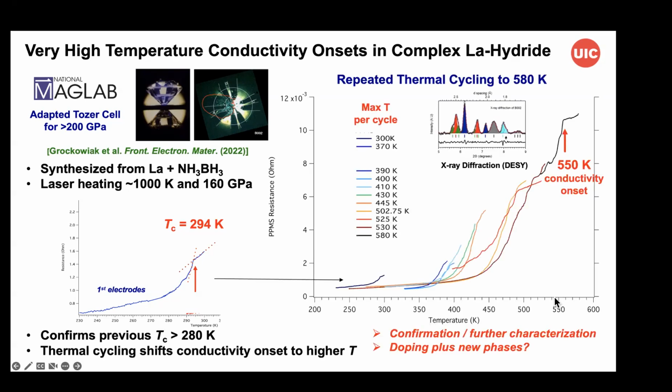And as you probably heard, when this was cycled repeatedly thermally, increasing thermal cycling, cooling, and warming, this onset shifted to much higher values. So evidence for a conductivity onset above 500 Kelvin. Whether this is superconductivity remains to be proven.